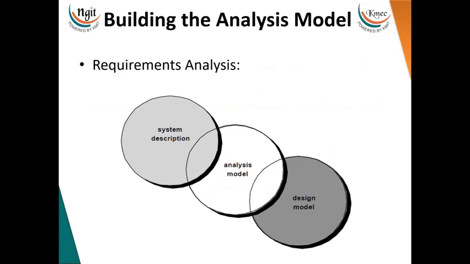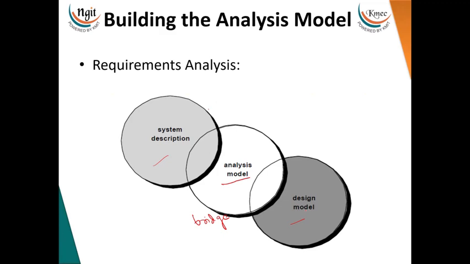The main goal of this requirement analysis modeling is to understand what the system must do before we decide how to implement it. If you observe this diagram, you can see the analysis model, which is acting as a bridge between the system description and the design model. That is how crucial our analysis model is.